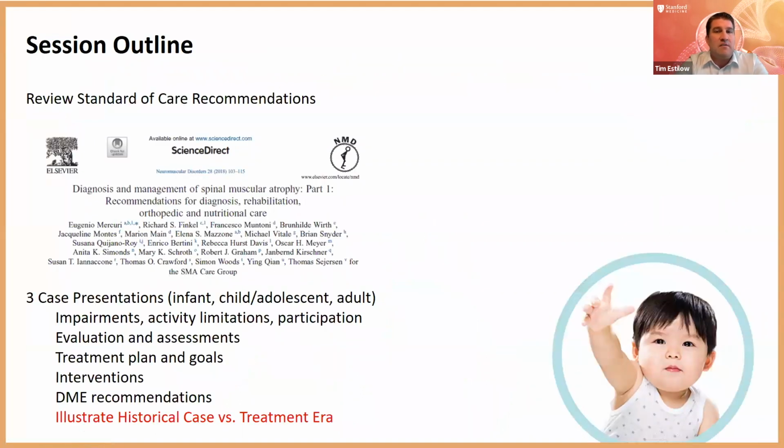So we're going to cover standard of care recommendations for the Walker population. We'll do a little bit of comparing and contrasting like we did yesterday across the three phenotypes that we're discussing here. We'll point out some of the ways that we alter our evaluation and our interventions to meet the varying needs of our patient populations. And then, of course, illustrate this with some historical cases as well as new treatment era cases.